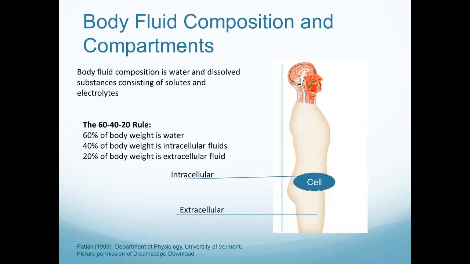Now, this diagram here is showing what our body fluid composition and compartments is. We just use that 60-40-20 rule, and we say that 60% of the body weight is water. Okay, not mass, not percentage of overall body, but body weight. 40% of our body weight is in the intracellular fluids, 20% is in the extracellular fluid.